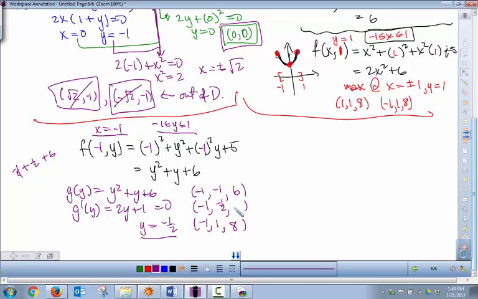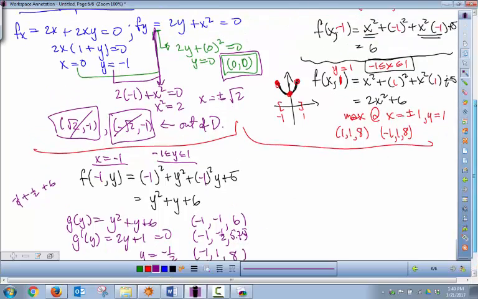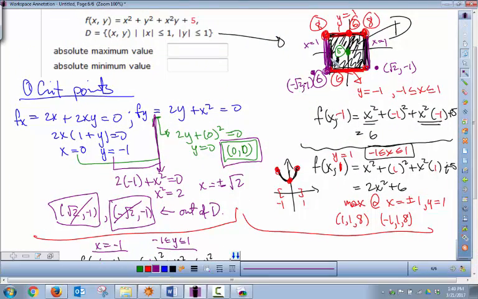5.75? So 5.75 right here. Well, I think the global min is still 5 because 5.75 is still bigger than 5. So I think we still have a global min at a value of 5, and we still have a global max value of 8.